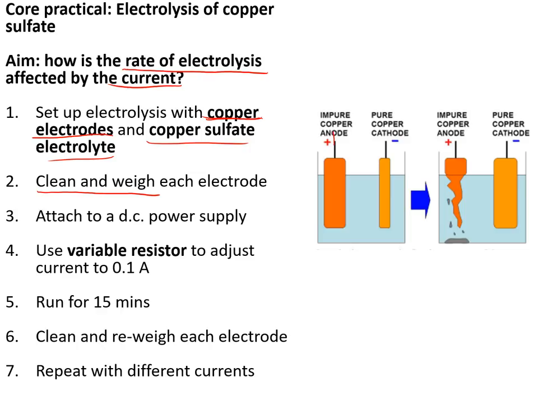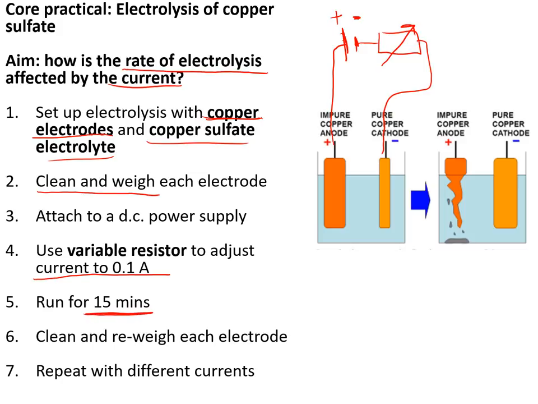So if I just complete the cell, the electricity cell here, so we've got our DC power supply. We just draw that as a battery like this. So that is positive, that is negative. Okay, and we use a variable resistor to adjust the current to 0.1 amps. So we can add a little variable resistor to our circuit. There we go, there's a resistor. Variable with the arrow like that. Okay. The point of that variable resistor is to let us adjust the amount of current that flows through the circuit. And we ran the cell for 15 minutes.